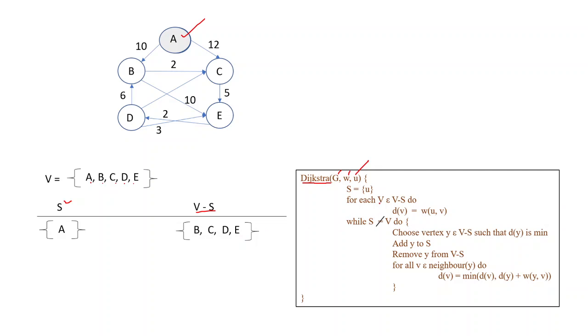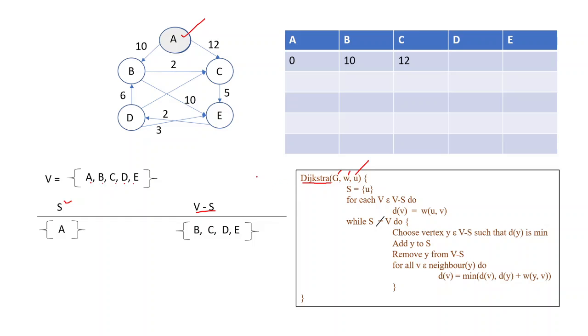Now for each v that belongs to V minus S, we need to compute the distance to each of these nodes, that is distance from A to B, A to C, A to D and A to E. So we will be maintaining a table for that. As you can see, there is a path from A to B which has a path cost or weight of 10 according to this algorithm. So the path cost from A to A will be 0.